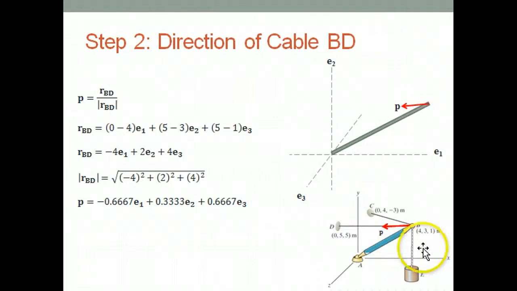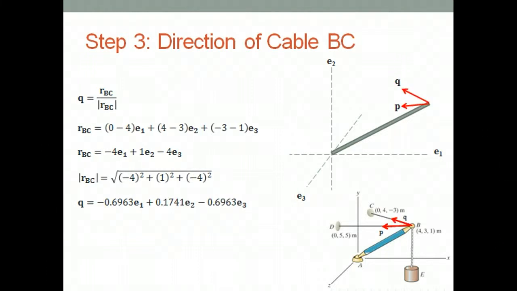First, let's find the direction of cable BD, labeled as P in the diagram. The direction of the cable is a unit vector from D to B. By definition, the unit vector is the vector divided by the magnitude. We can find the vector by subtracting the coordinates of B from D, because we want the vector to point towards D. For example, in the E1 direction, we have 0 minus 4 equals negative 4 E1. We can find the magnitude by finding the square root of each of the components squared. Once we divide the vector by the magnitude, we get our direction P.